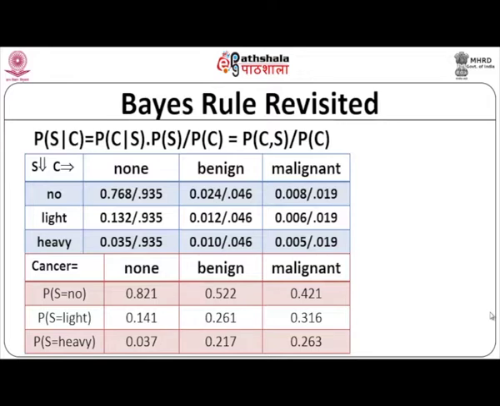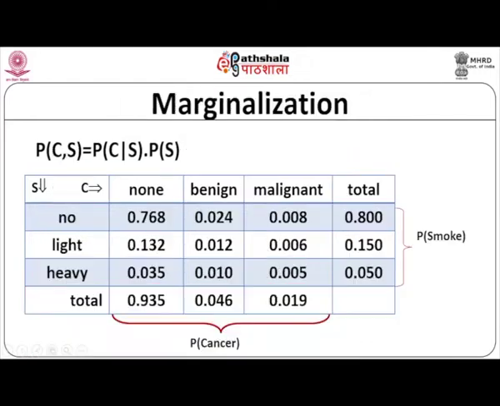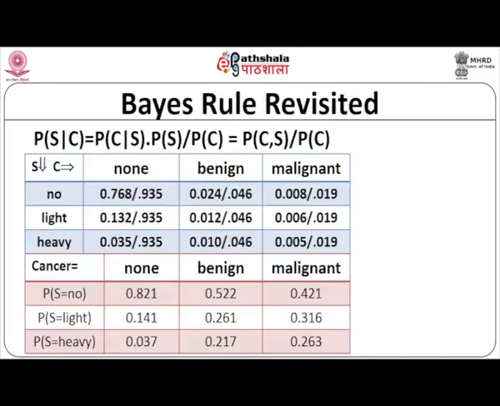Now, with the Bayesian rule, if you want to find the probability of smoking given cancer, this is nothing but the probability of C given S times P of S divided by P of C. That numerator is nothing but the joint probability of C comma S, divided by the probability of C, which is what we have done here. The probability of C comma S is given here and we have divided it by the total probability of cancer, which we got as 0.935.